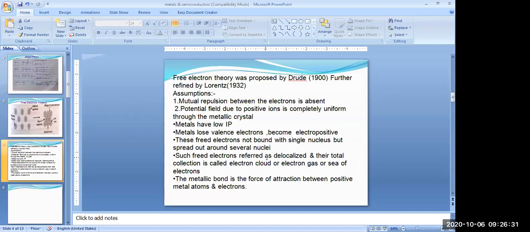So I have mentioned that the metallic bond is the force of attraction between the positive metal ions and the electrons. Now this is all about the free electron theory of metals. I would like to give you one example so that you will come to know how the theory works. I would like to give you the best known example of the lithium atom. You have to listen very carefully for a better understanding of this free electron theory.